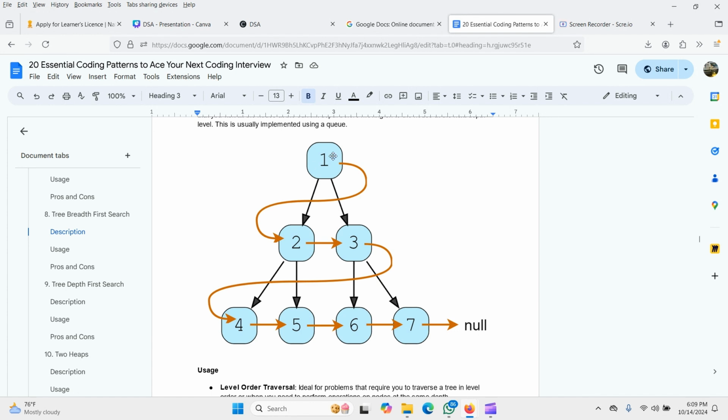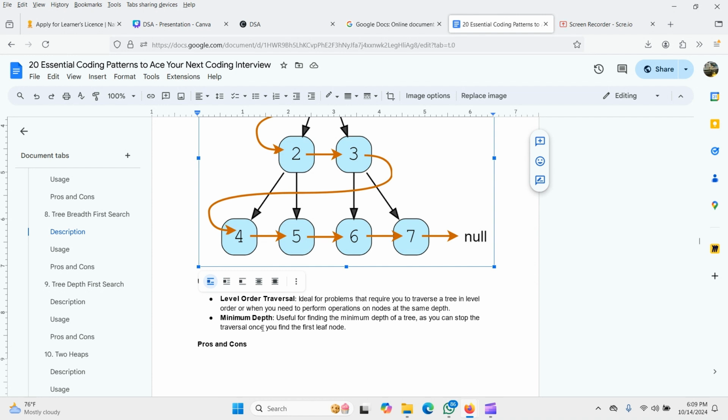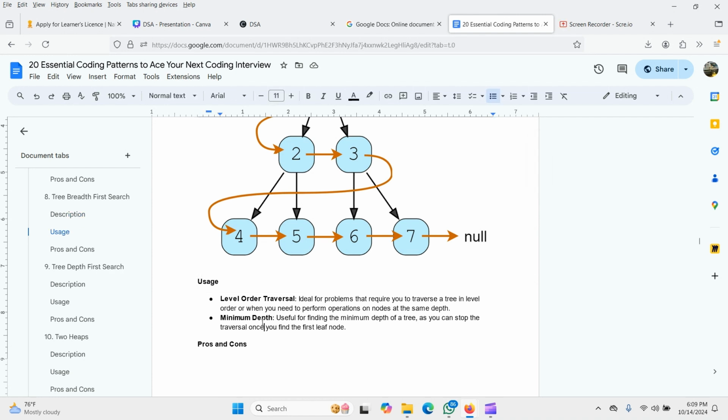So we can see in the graph figure that we can do the traversal in the first level, we can do the traversal in the next level, we can do the traversal in the last level. So the practical usage of this coding pattern is that it can be used for problems that require you to traverse a tree in a level-wise order, or when you need to perform operations on nodes at the same depth.